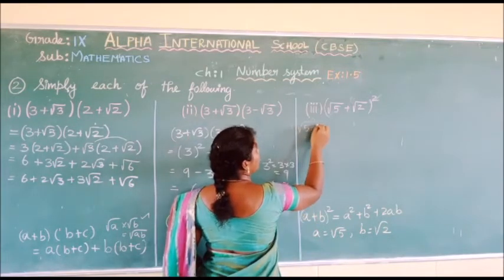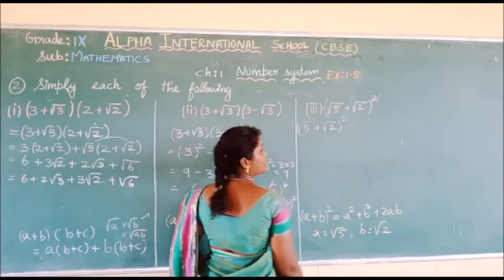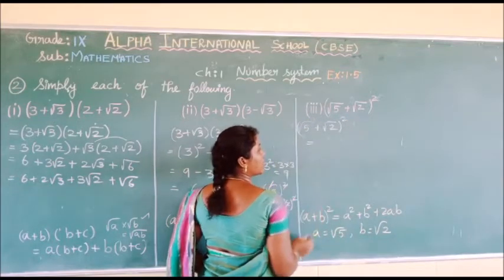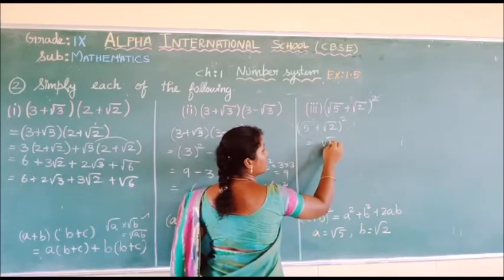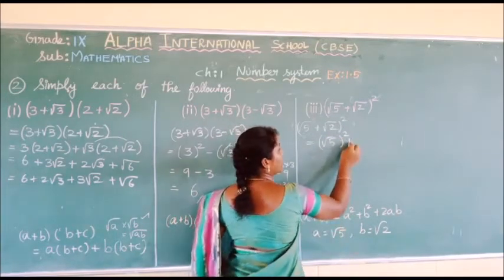Root 5 plus root 2 the whole square. So what is the expansion? A square, that is, a is root 5, so root 5 the whole square, plus b square. b is root 2.